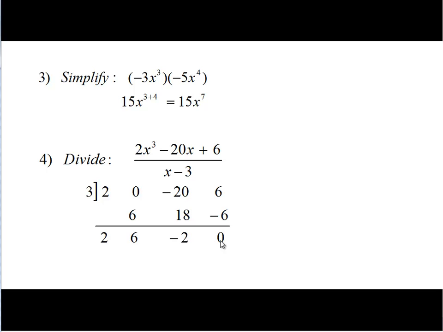with long division. So we have 2. It was x to the third, so now it's x squared because we divided. We made it smaller. So it's 2x squared. The 6 gets an x, and the minus 2 is your constant.